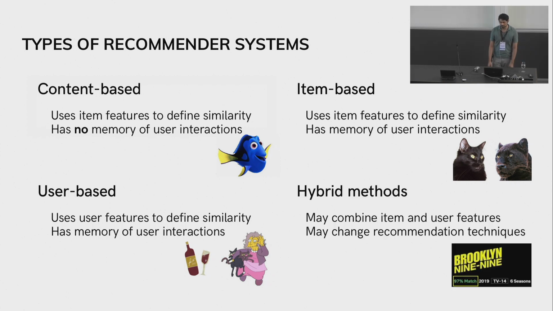And there are some hybrid methods that may combine both item and user features to define similarity, and even change different kinds of recommendations depending on the case. For instance, for recommending a film, you can put a thumbs up or thumbs down if you didn't like the film, but it can also recommend it based on the similarity of actors, actresses, or kind of film, or whatever.